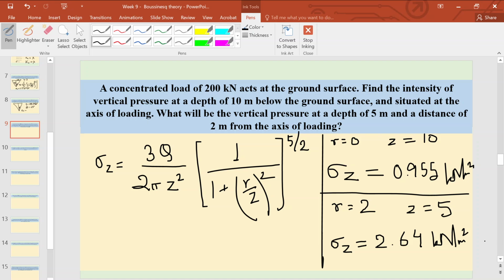So only one formula, this is the Boussinesq equation for finding the vertical stress: 3q by 2 pi z square into 1 divided by 1 plus r by z whole square, whole to the power 5 by 2. Same formula I am using in two scenarios. First case r equals 0, z equals 10, and second case r equals 2, z equals 5. So we are getting in the first case 0.96 approximately kilonewton per meter square, and the second case 2.64 kilonewton per meter square, the magnitudes of the vertical stress in the two scenarios.